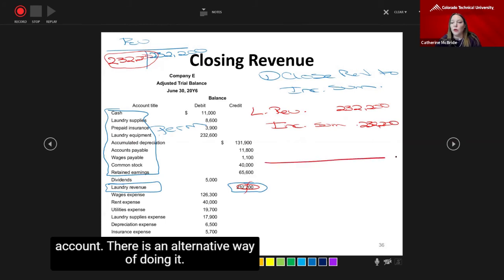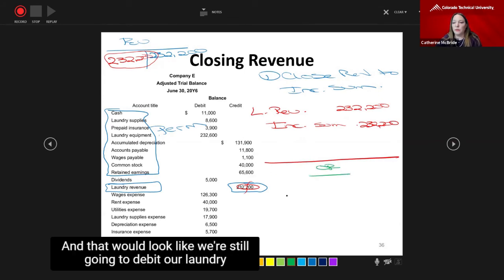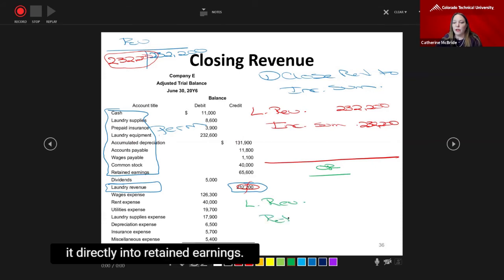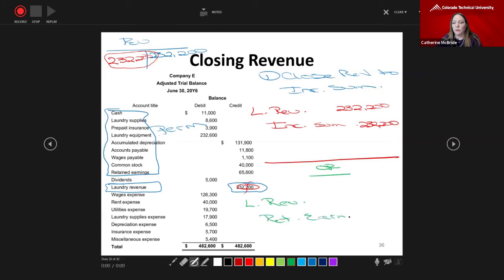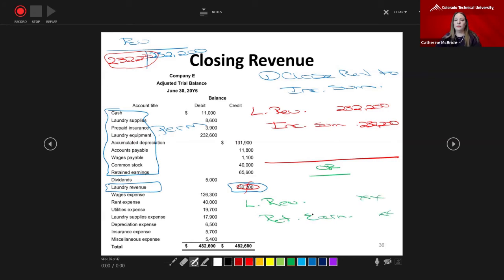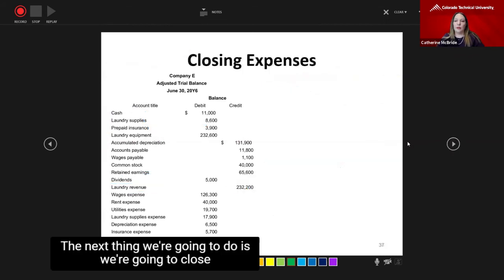There is an alternative way of doing it. If you don't use income summary, you can close it directly to retained earnings. That would look like we're still going to debit our laundry revenue, but instead of putting it in income summary, we put it directly into retained earnings. You can do that also. All right, now revenue is zero. The next thing we're going to do is close expenses.